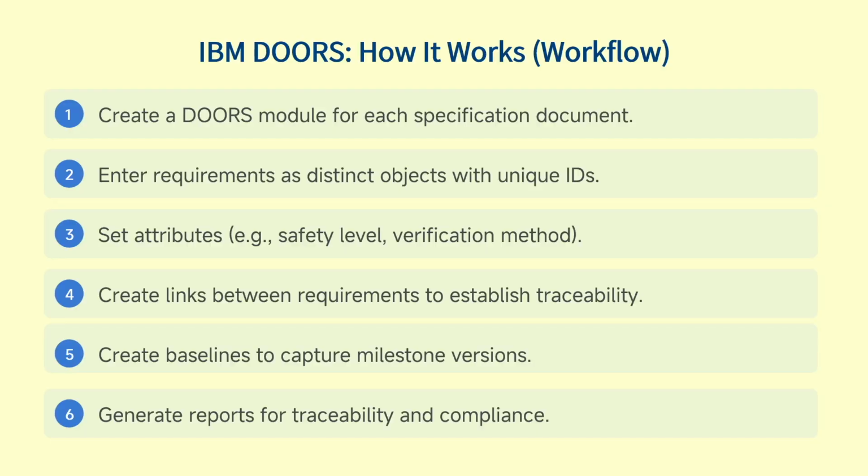Again, the workflow. Just like the other two, this also has a procedure. The first one is to create the DOORS module for each specification document. Then enter the requirements as distinct objects with unique IDs. Each requirement will be treated as an object and will have a unique ID. After that, you have to set the attributes, like what the safety level could be and what the verification method is. Likewise, you have to set the attributes for each and every requirement.